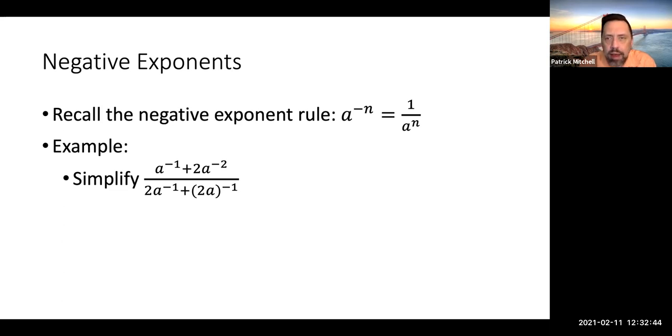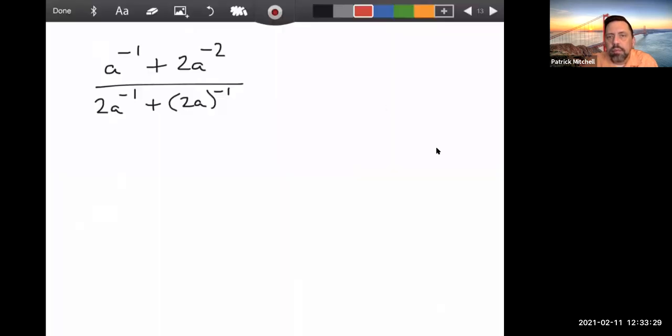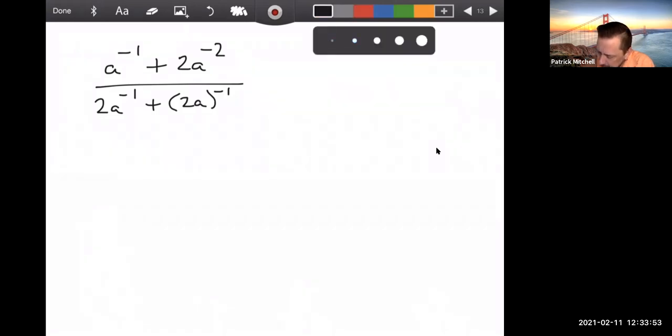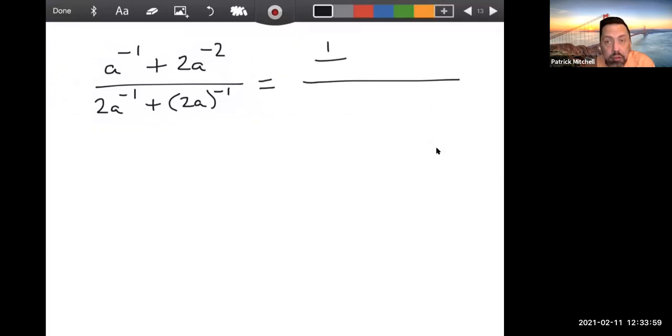All right, so one last time, let's switch over to the tablet. Okay, here we go. a to the negative 1 plus 2a to the negative 2 all over 2a to the negative 1 plus the negative 1 power of 2a. All right, think about the difference between those two terms in the denominator. All right, so according to the negative exponent rule, a to the negative 1 would just be 1 over a to the first, or just 1 over a. Okay.